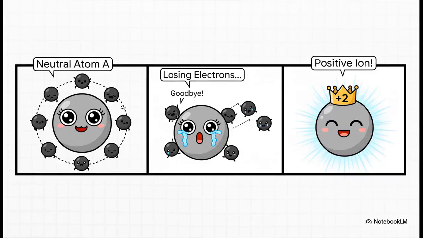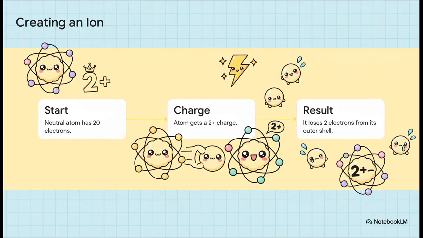And this is a super important point, and it can be a little tricky at first. A positive charge doesn't mean the atom gains something positive. It actually means it lost something negative. So for our atom to get that 2+ charge, it had to have lost 2 of its negatively charged electrons. Let's just walk through that step by step. Step 1, our neutral atom starts with 20 electrons. Step 2, something happens and it ends up with a 2+ charge. So what happened? Step 3, it had to lose 2 electrons, and they always come from its outermost shell.